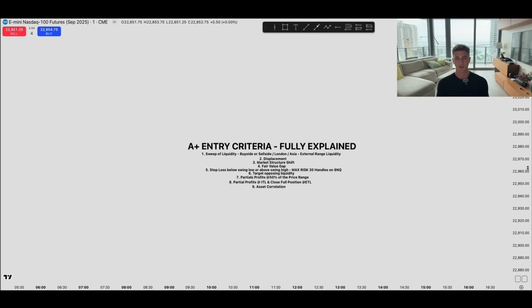And a lot of my students ask me, Ben, why has this failed? I've literally followed your exact A+ entry criteria, yet I've still failed. What is going on? And I say, listen, bro, you're not paying attention to the correlating asset, which is ES. They're correlating pairs, guys. You have to pay attention to both. You can't just trade one. You always have to look at ES as well to see what type of price action it has and if it's actually correlating.